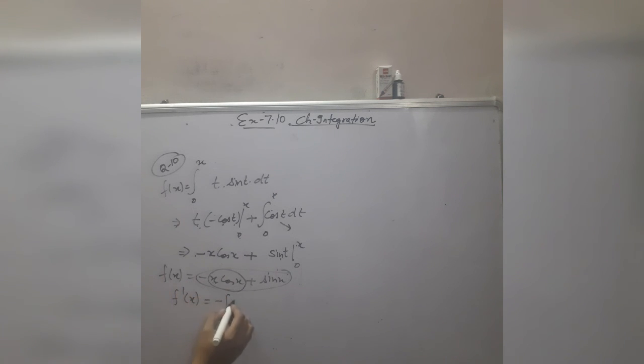By using the product rule. x remains as it is, derivative of cos x is minus sin x, plus now cos x remains as it is, derivative of x is 1, and plus the derivative of sin x is cos x. So overall, minus minus becomes plus, x into sin x minus cos x plus cos x; minus cos x is cancelled with plus cos x, so the answer is x into sin x. So this is option number B. Option B is correct. So this exercise is completed. Exercise 7.10. Yes, thank you.